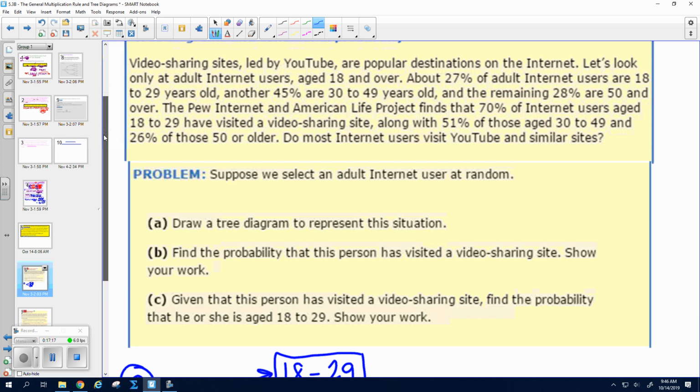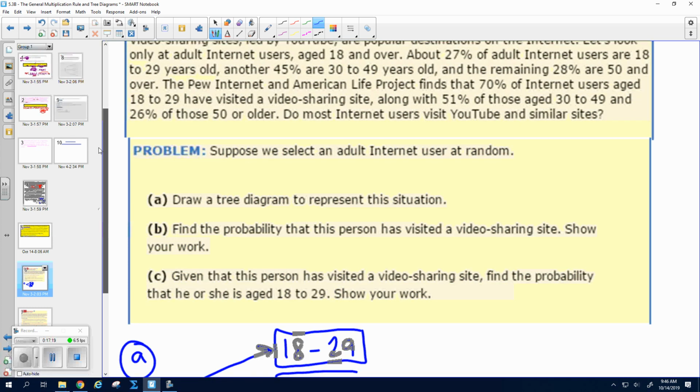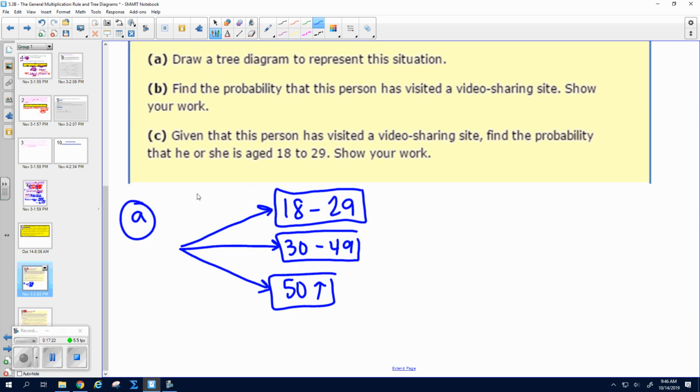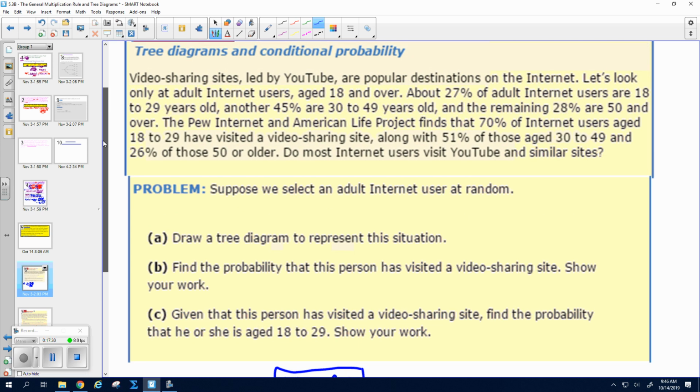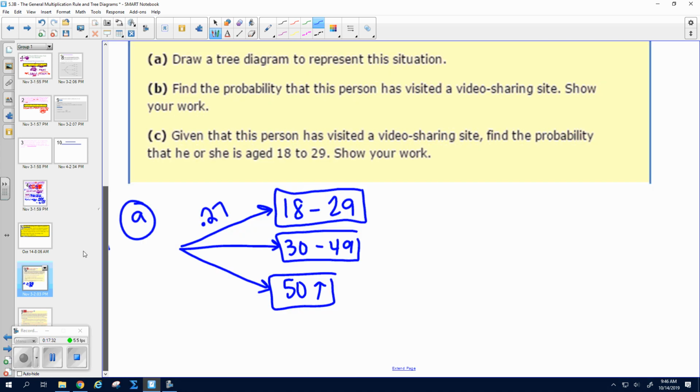27% of the adult internet users are 18 to 29. And then it tells us that 45% are 30 to 49. And the remaining people, if they didn't give you this, you just subtract from 100, but they did give it to us and they said it was 28%.